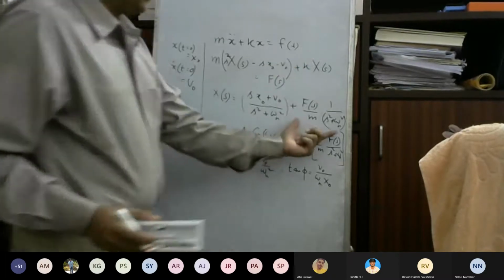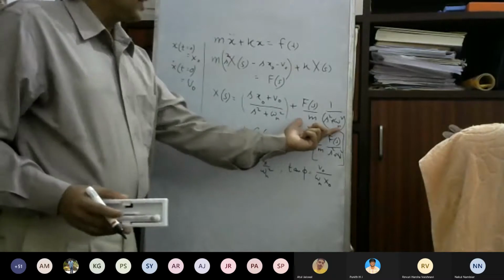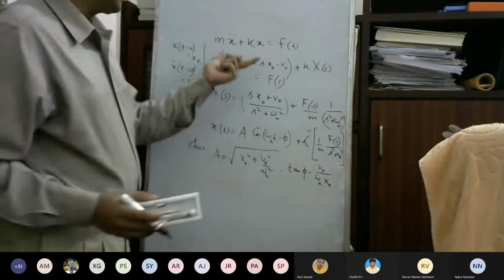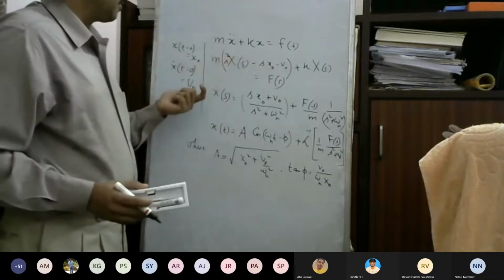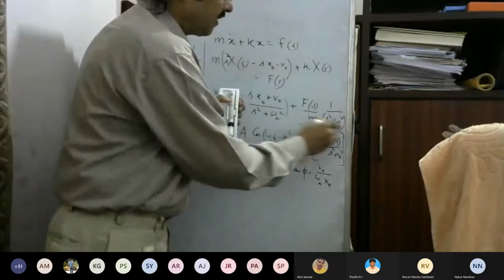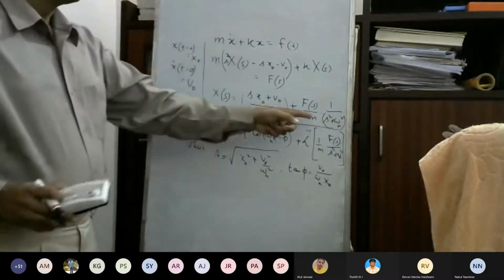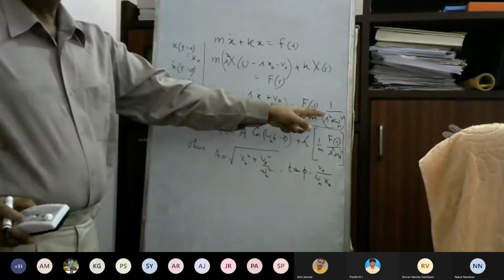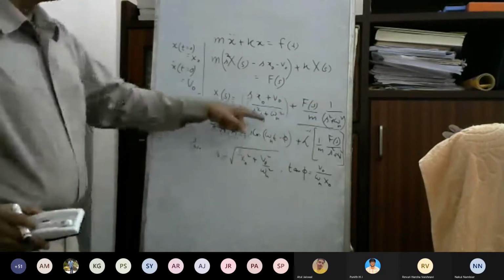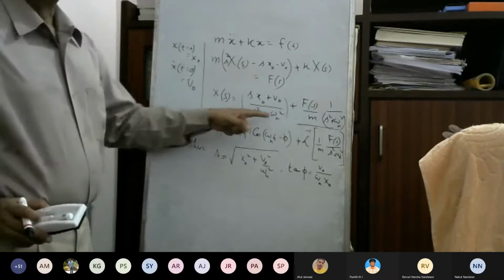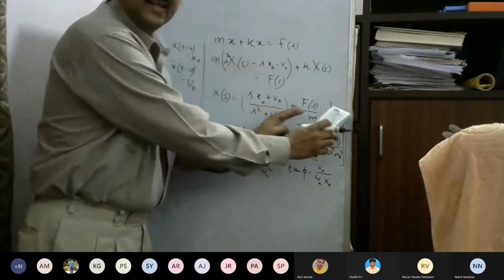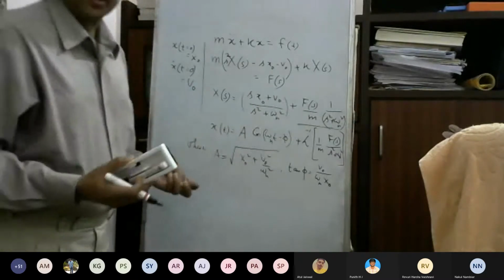And what is this part? This part is the response due to force alone with zero initial condition. So if I take initial conditions x0 equal to 0 and v0 equal to 0, this will be the Laplace transform of the response only. This part denotes the response due to force with zero initial condition, and this is the response due to the initial conditions without any force. So this is the zero force response, and the other is the zero initial condition response.